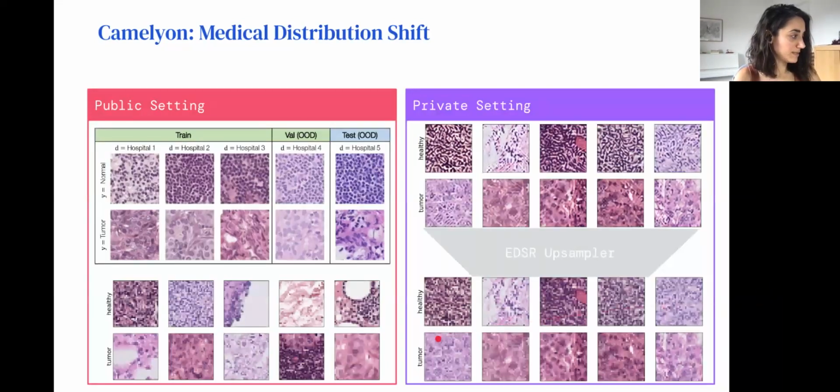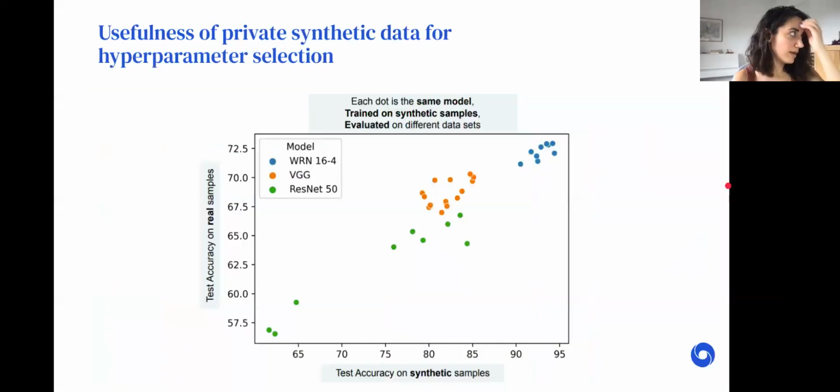And here are some examples of models trained with differential privacy, for tumorous images and healthy images. These are generated at 32 by 32 resolution, and then we use an upsampler that has been trained on completely different, non-medical data, to increase the resolution of the images.